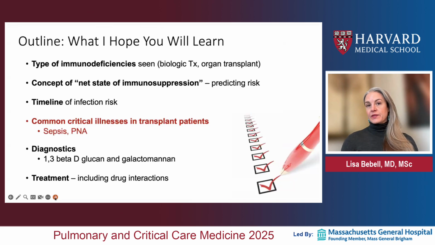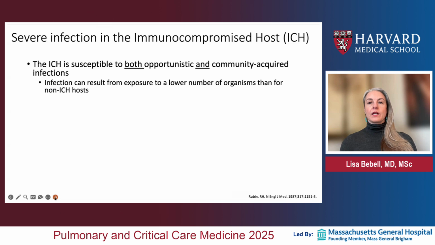So now that we've talked a little bit about the timelines and some of the types of infections that are common, let's talk about the most common illnesses that we would see in critically ill patients. Severe infection in immune-compromised hosts can be difficult to recognize and diagnose. And I think it's important to remember, as we embark on talking about the most common critical illnesses, critically ill patients with infection, that the immune-compromised host is really susceptible to both opportunistic and community-acquired pathogens. So infection can result from exposure to a lower number of organisms than for non-immunocompromised hosts.